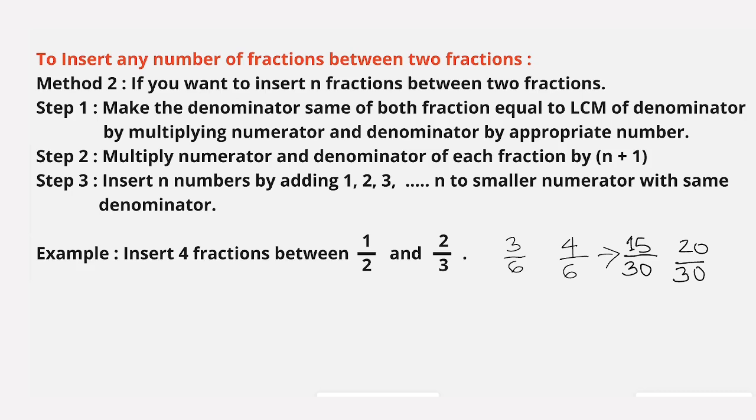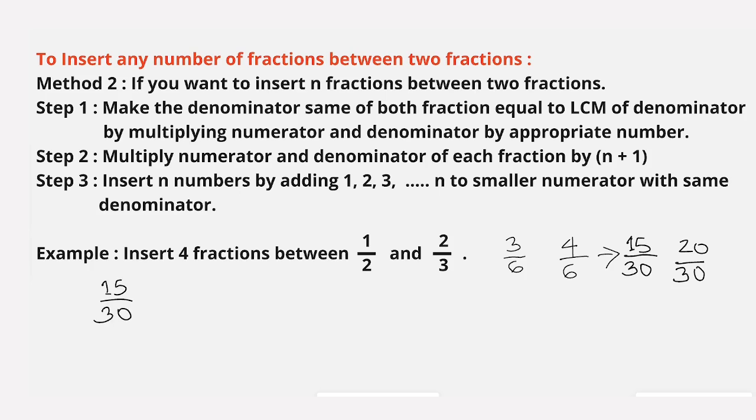What is step 3? Insert n numbers by adding 1 or 2 or 3 up to n to smaller numerator with same denominator. N is 4 here. So our first number is 15 upon 30. I am writing here, which is given to us.